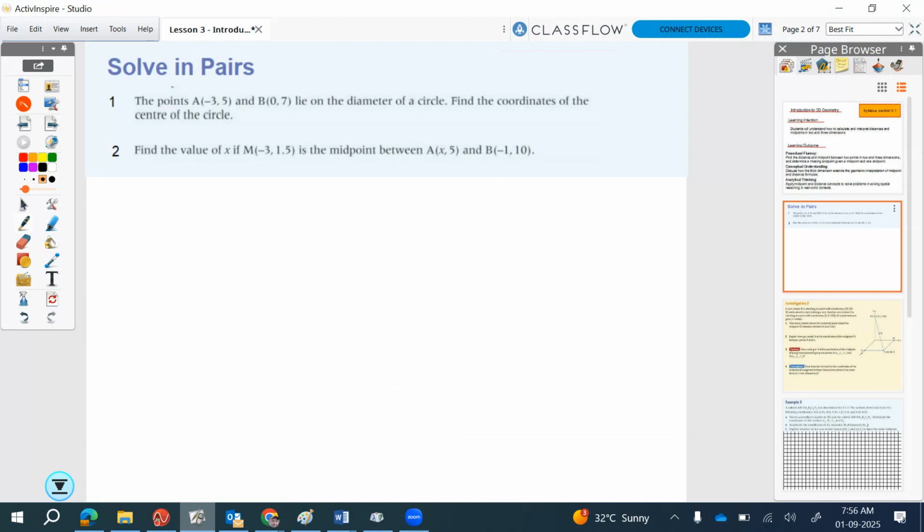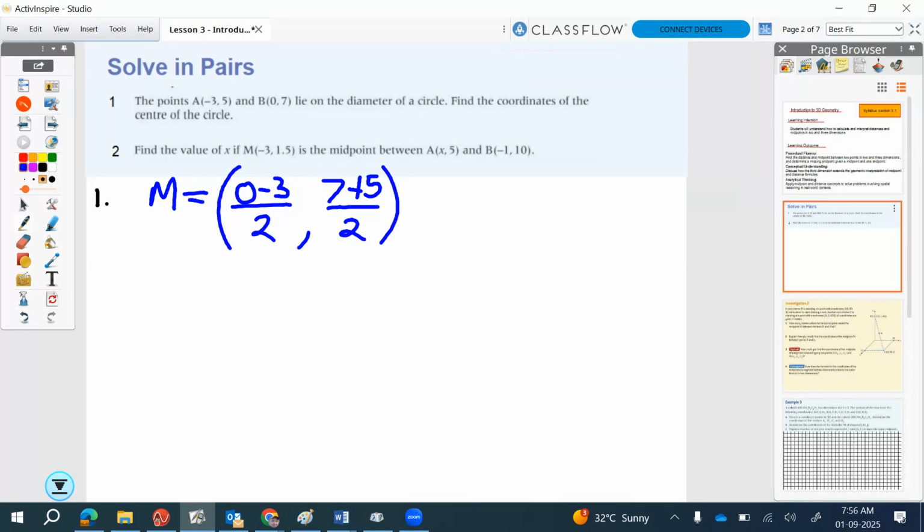So what we want to do is the center of the circle, which would be the midpoint, I'm going to call midpoint M, is equal to x1 plus x2. It doesn't matter which one you call x1 and x2, it's not going to matter. We've got 0 minus 3 over 2, which is the 2 x values. And then we've got 7 plus 5 over 2. That's going to give us -3 over 2, comma, that's 12 over 2, which is 6. There's our answer.